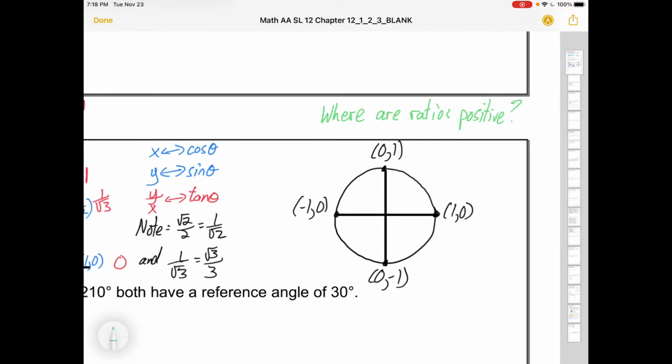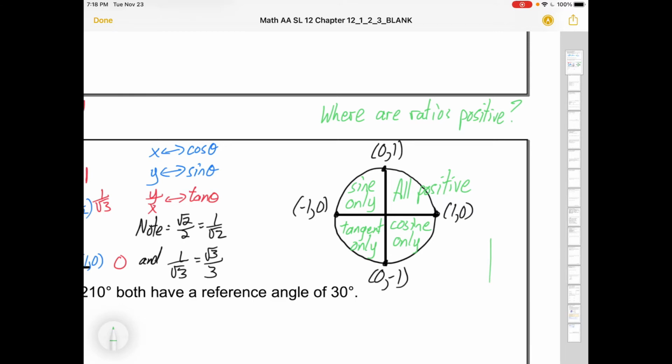In this first quadrant, they are all positive: sine, cosine, and tangent. In the next quadrant, only sine is positive because y is going to be positive, x will be negative, so y over x will also be negative. In the last quadrant, or the fourth, only cosine will be positive because we'd have positive x's but negative y's. And in the third quadrant, tangent would be positive because even though x and y are both negative, y over x would therefore be positive.